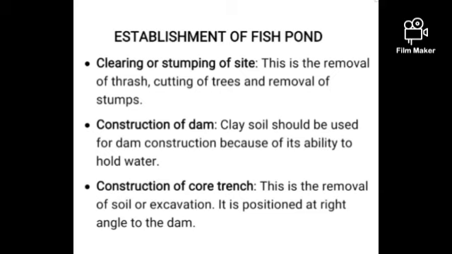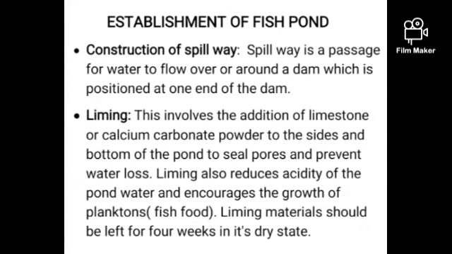Thirdly, clearing or stumping of sites. This involves removal of trash, cutting of trees, and removal of stumps. Construction of dam. A dam is usually constructed across the stream. Materials used in the construction should be of good quality. Clay soil should be used for dam construction because of its ability to hold water. Construction of corn trench. This involves the removal of the soil, which we call excavation.